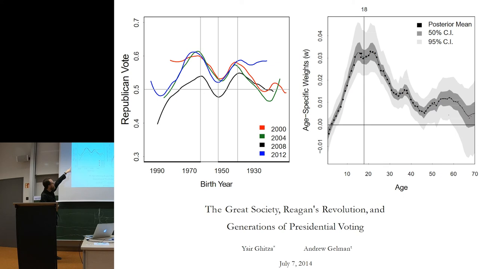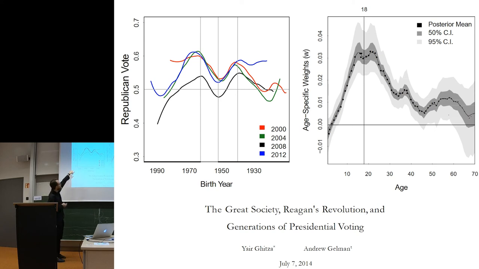But regardless, this is what we're looking at on the left. If you look at birth year around 1970, these different colored curves are different American presidential elections. And you're looking at offsets, proportions of the Republican vote in those years by birth year. And this is raw empirical data that you're seeing. This is not a model. This is the raw voting data.